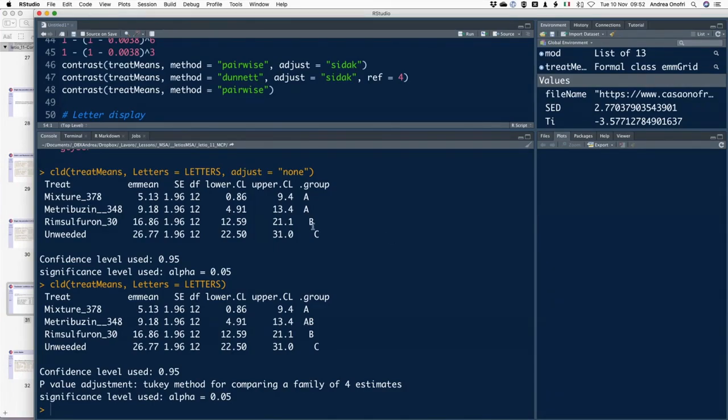Look at the first one here. We see that we have AA, which means that the first two means are similar, not significantly different. Then both means are different from rimsulfuron. And all means are different from the unweeded because they have different letters.